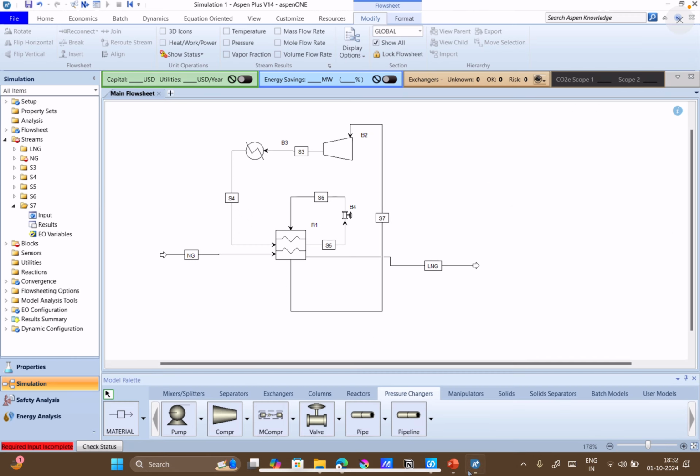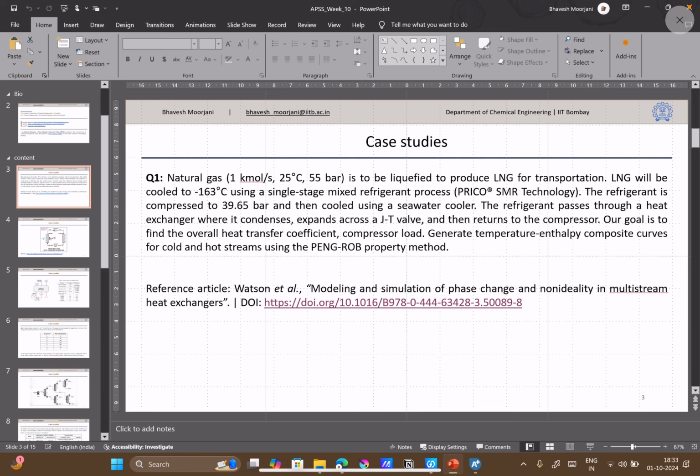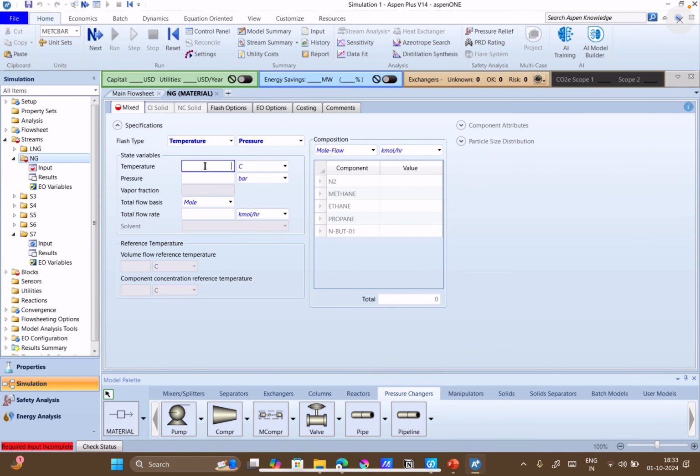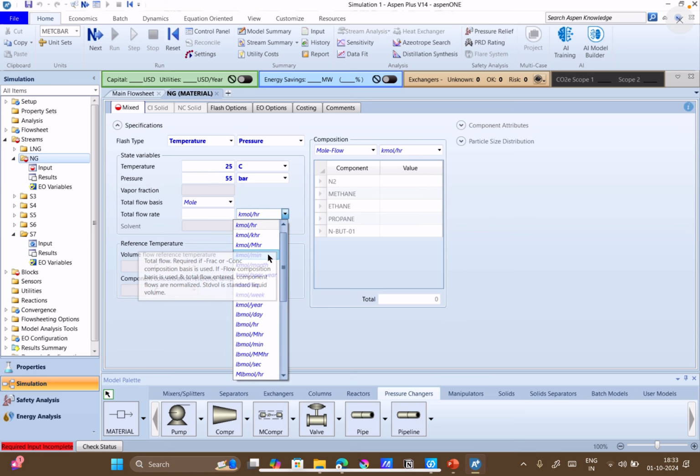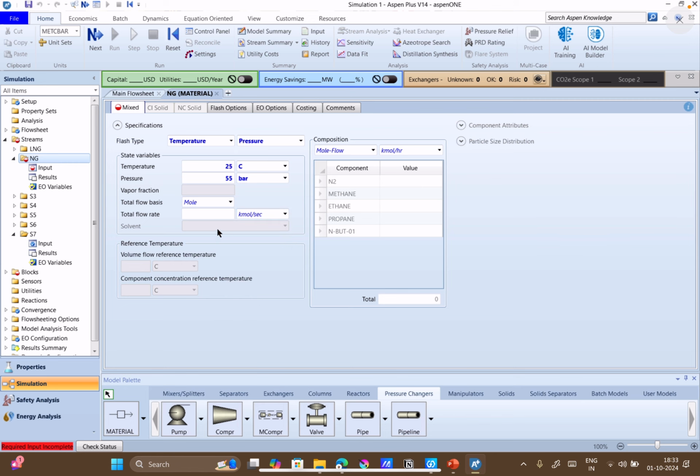First, let's edit the natural gas. Natural gas is coming at a flow rate of 1 kilomole per second, 25 degrees centigrade and 55 bar. So 25 degrees centigrade, 55 bar, and the flow rate is 1 kilomole per second. Okay. Composition of the natural gas.